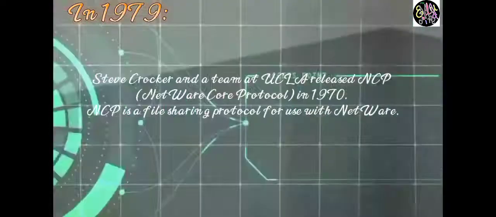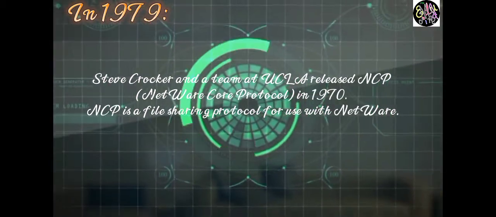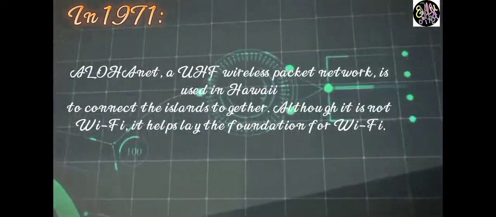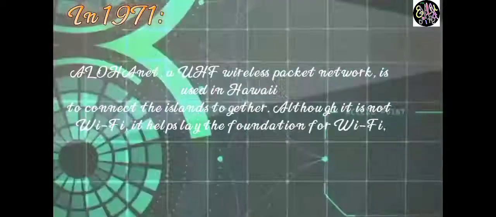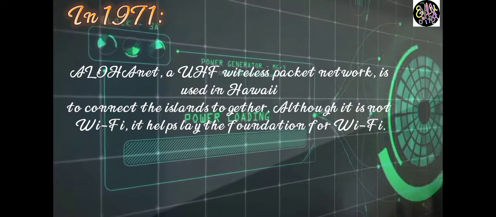Steve Crocker and a team at UCLA released NCP, the Network Control Protocol, in 1970. NCP is a file sharing protocol for use with NetWare. In 1971, ALOHAnet, a UHF wireless packet network, was used in Hawaii to connect the islands together. Although it is not Wi-Fi, it helped lay the foundation for Wi-Fi.